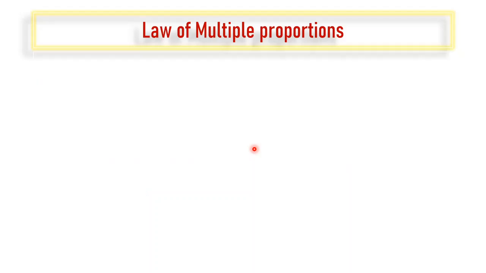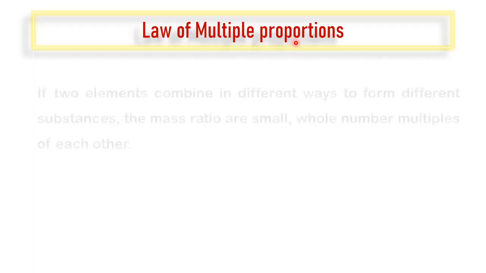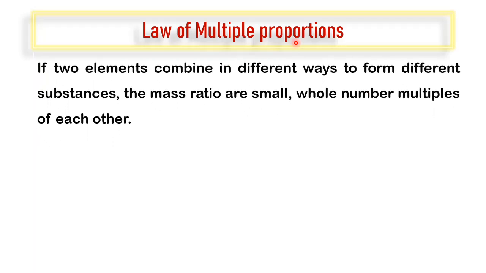The third is the law of multiple proportion. It is one of the very important laws in chemistry. What does this law say? If two elements combine in different ways to form different substances, so the elements are constant but they are forming different substances, the mass ratios are small whole number multiples of each other. This can be explained by taking an example of the oxides of nitrogen.